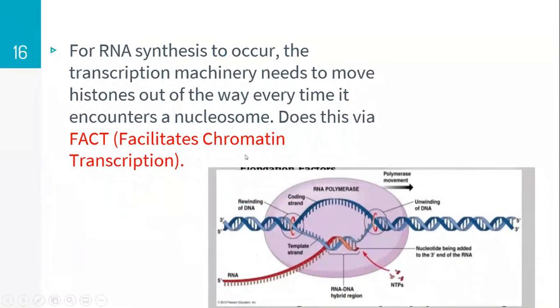For RNA synthesis to occur, the transcription machinery needs to move histones out of the way every time it encounters a nucleosome. This is done via FACT, which facilitates chromatin transcription. So we're basically forming back this structure as the mRNA is being formed. It moves them out of the way and forms back the bonds and all of that.